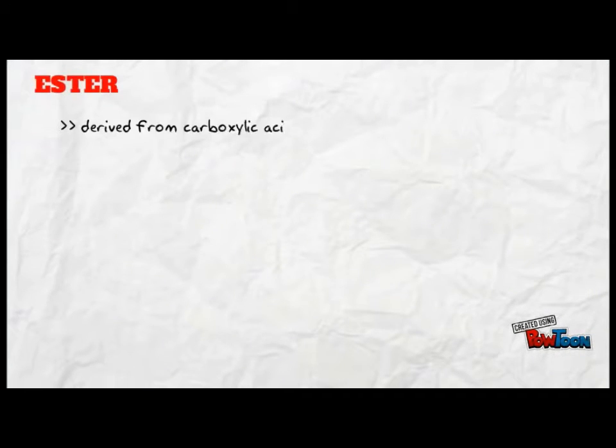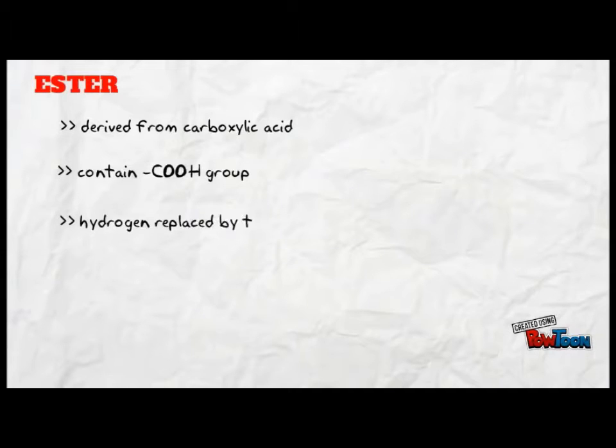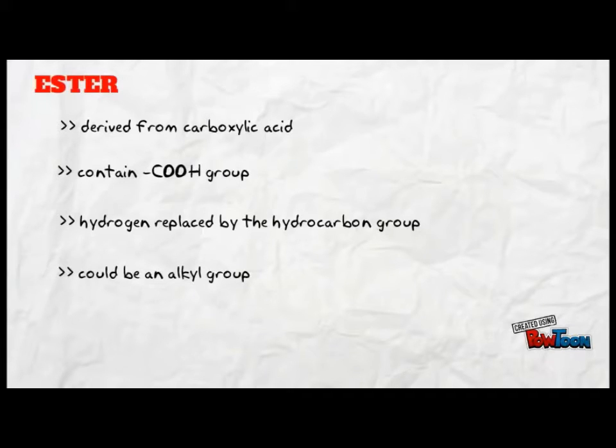Esters are derived from carboxylic acids that contain the C=O OH carboxyl group, where the hydrogen of the group is replaced by a hydrocarbon, also known as an alkyl group like ethyl or methyl. This may also be a benzene ring called phenyl.